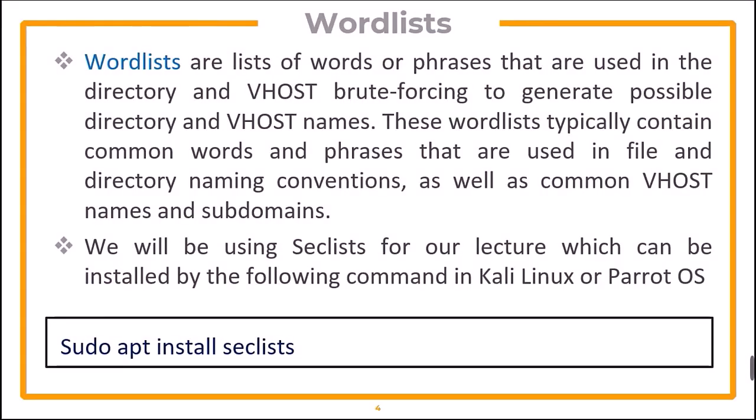Another important concept is word lists. Word lists are lists of words or phrases that are used in directory brute forcing to generate possible directory and vhost names. These word lists typically contain common words and phrases that are used in file and directory naming conventions, as well as vhost names and subdomains. We will be using SecLists for our lecture, which can be installed by the given command in Kali Linux.